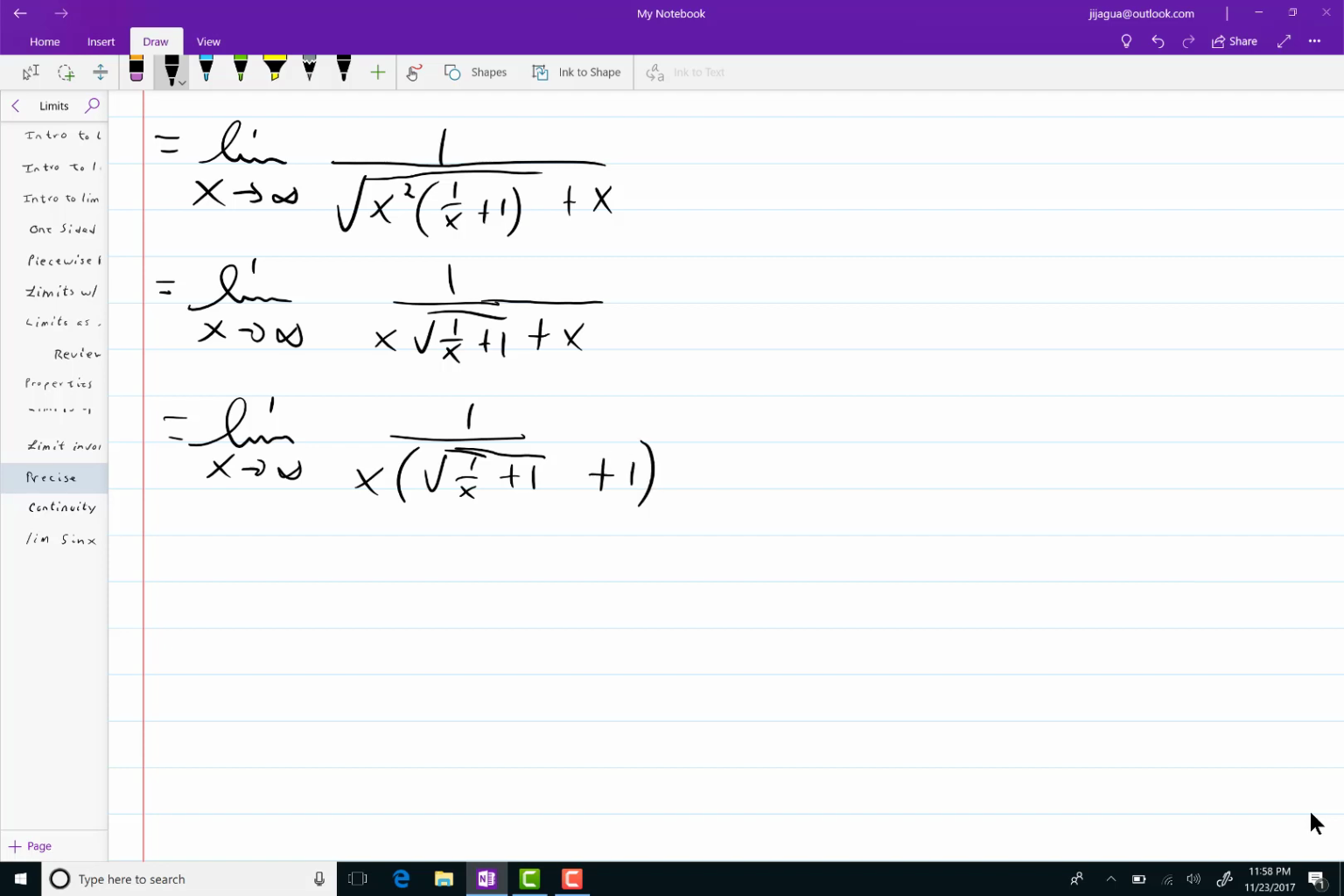This is the limit as x goes to infinity. I think what I'll do here is use my limit rules. Some of them actually do work. As long as these limits both exist, you're okay here.